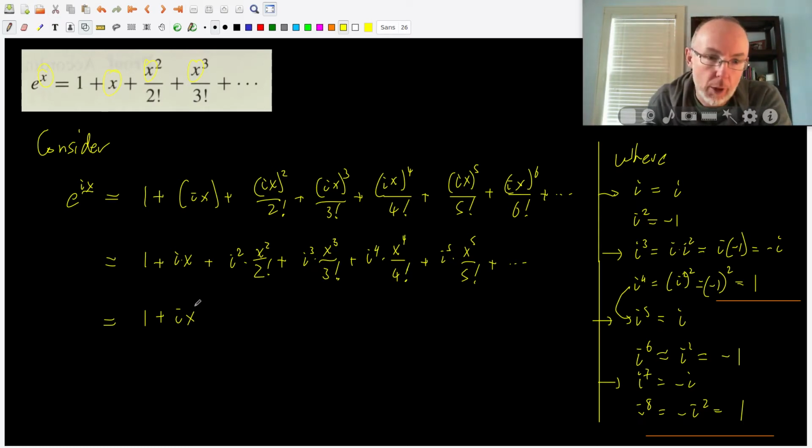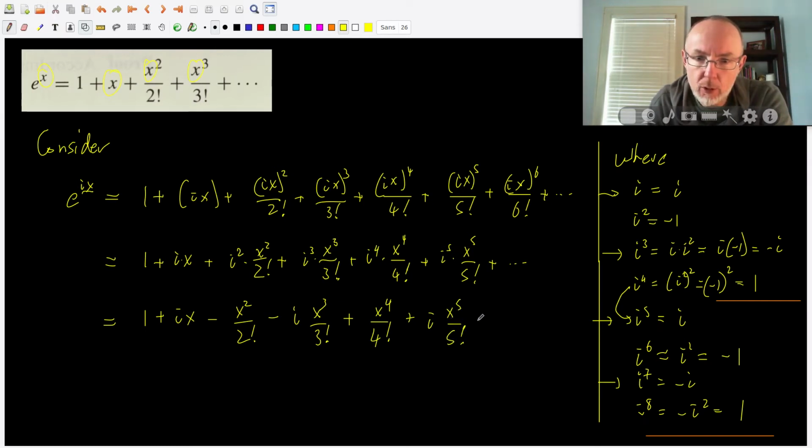So I've got an ix, and then the even powers just alternate between positive and negative 1. This one is going to be negative i cubed, which is negative i. So this is i x cubed over 3 factorial. And the next one is i to the 4, which is positive. So it's positive x to the 4 over 4 factorial. The next one is i to the 5, that's positive i x to the 5 over 5 factorial. The next one's x to the 6, that's negative 1. So this is x to the 6 over 6 factorial. The next one's going to be x to the 7, which is minus i x to the 7 over 7 factorial, plus, that keeps going.